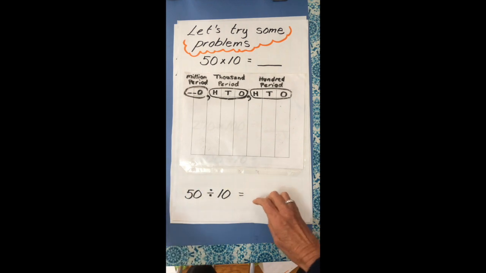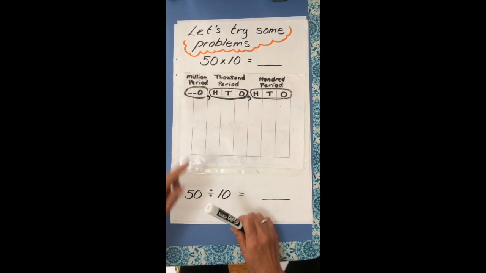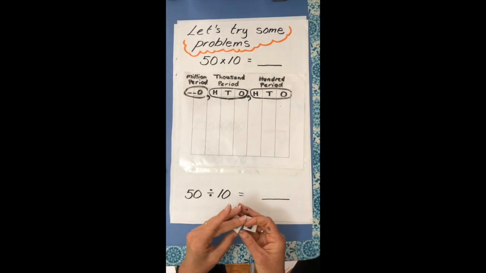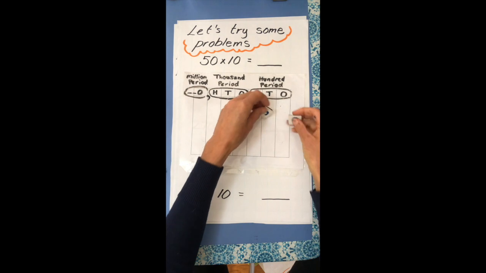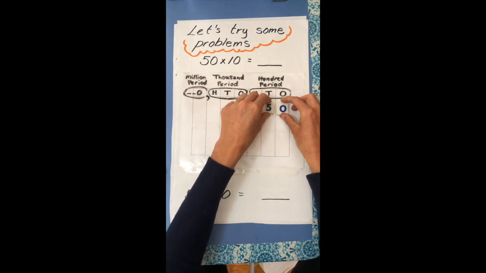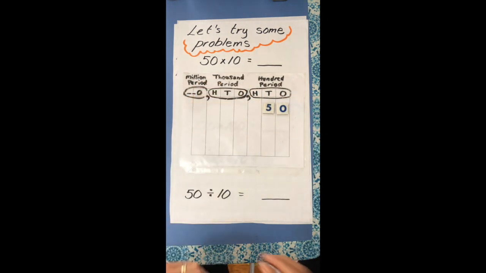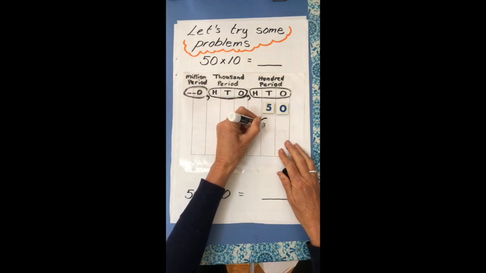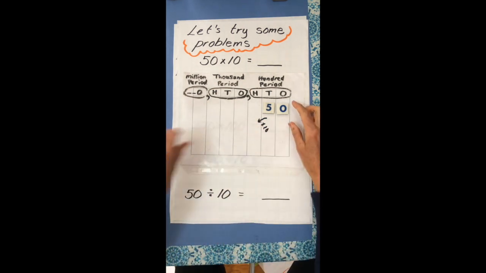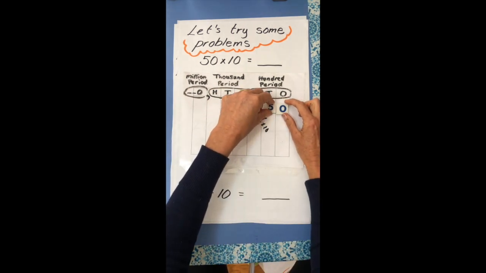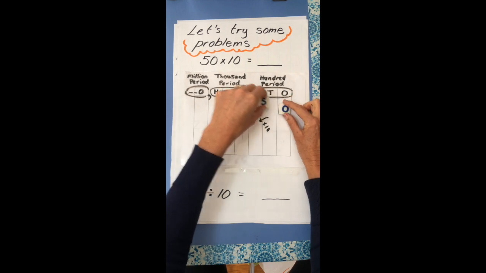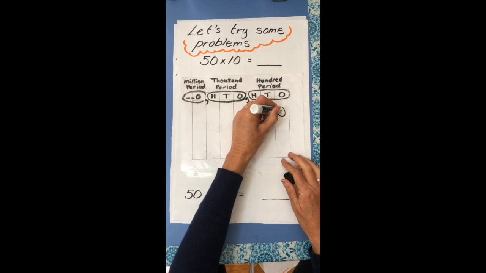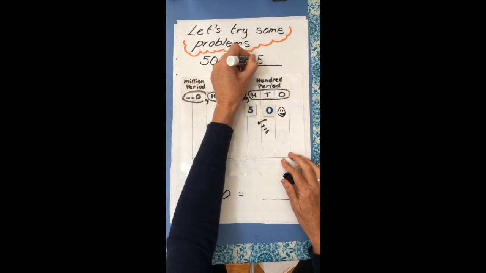All right, let's try some problems. So we have 50 times 10. There are 3 different ways that we can do this problem. We can use our place value chart and just put 50 on it. And we know that 50 times 10, whenever we have a 10, we just hop over or slide over 1. So all I'm going to do is hop over 1 for both of these digits since it's a 2-digit number. Hop 1, and then I add a placeholder, and I've got 500.